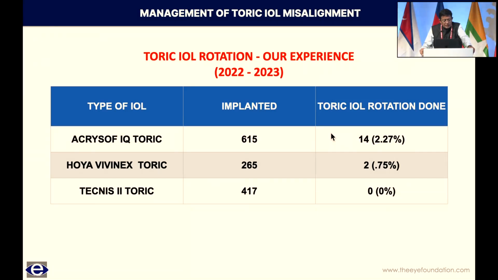We ourselves conducted a small study in the year 2022 to 2023. The Acrysof IQ Toric, 615 implants, Hoya Vivinex Toric 265, and Technis Toric 2, 417. And what we found was that the amount of rotation was about 2% in the case of Acrysof Toric, cases which required a re-rotation in the post-operative period, while in Technis Toric 2 it was 0. This is significantly improved compared to our experience with the Technis Toric 1 itself.